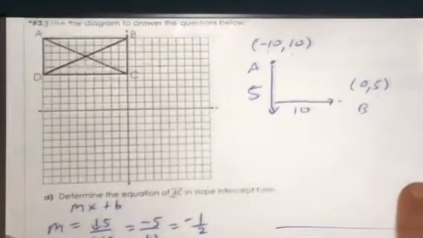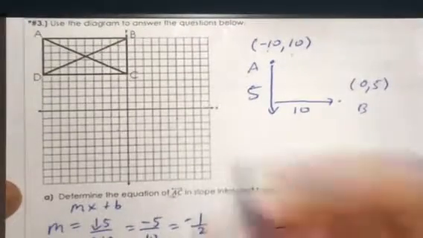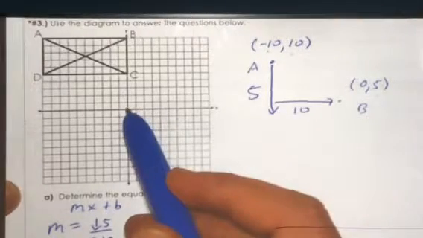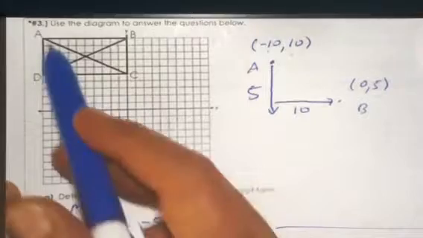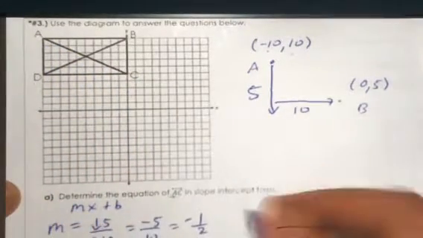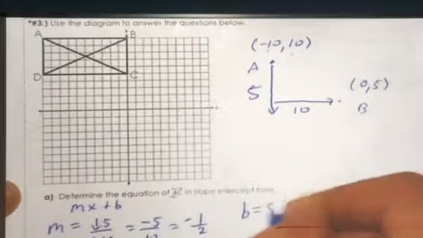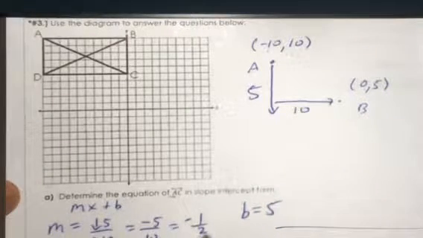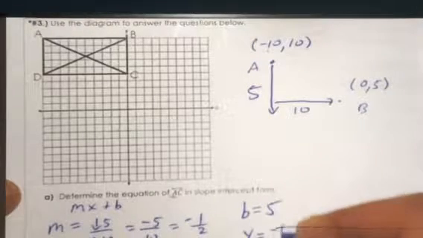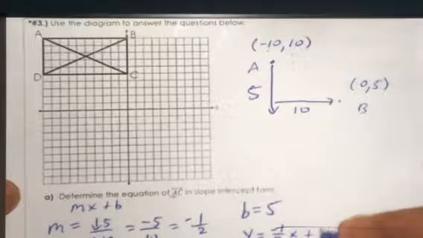Now, mx plus b should be easy here because we ought to be able to see the y-intercept. For AC, the y-intercept is at y equal 5. So we have our m and we have our b. So our answer, y equals negative 1/2 x plus 5.